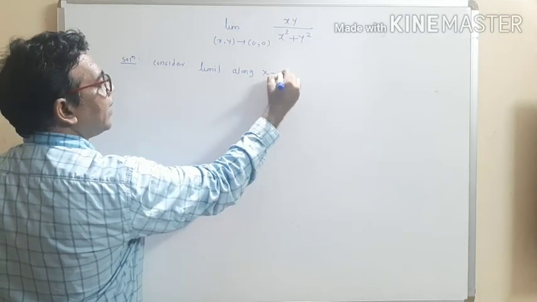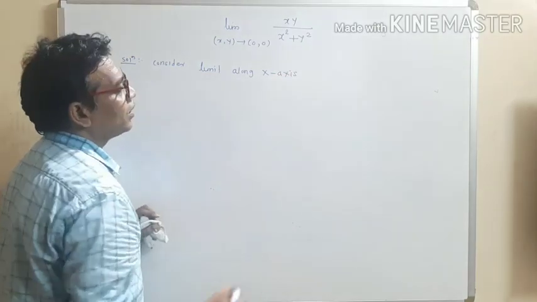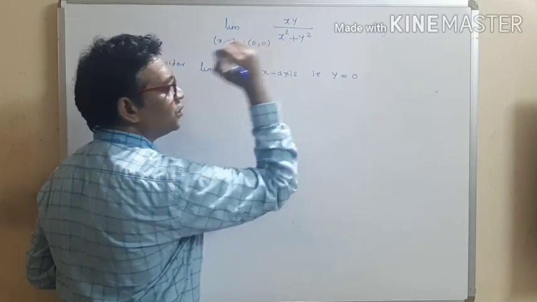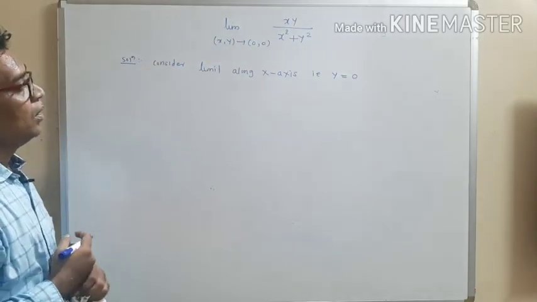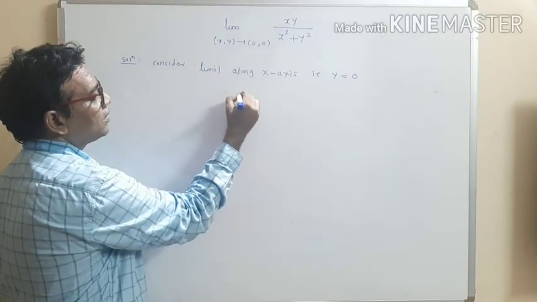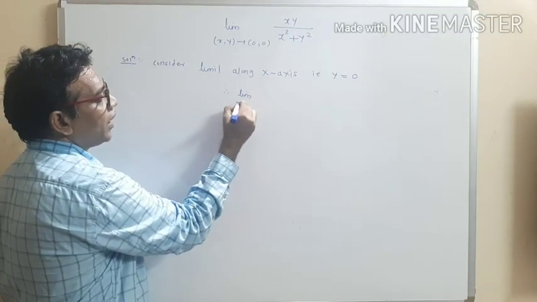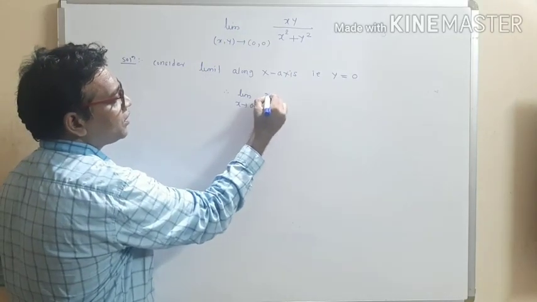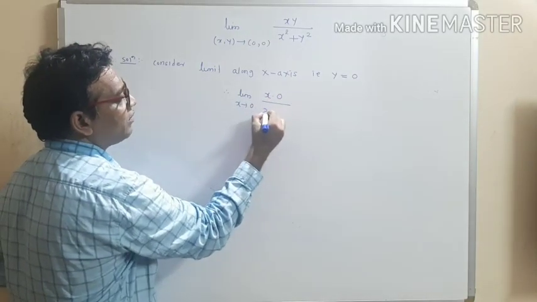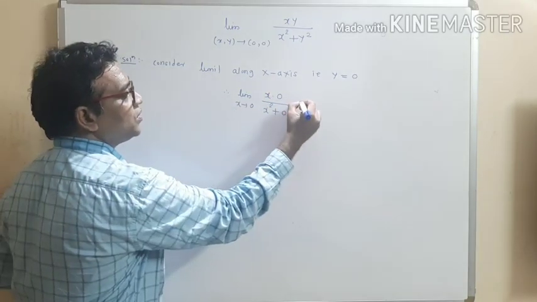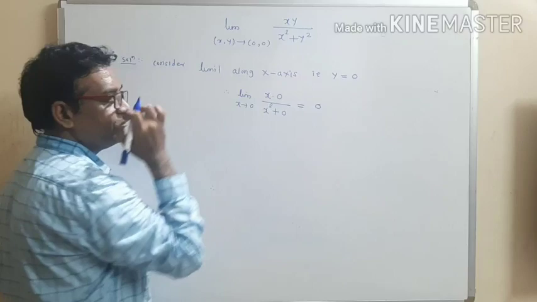limit along x-axis, and the equation of x-axis is y equal to 0. So now put y equal to 0 in the given function. So we get limit x tends to 0. Now put y equal to 0. This is x into 0 divided by x square plus 0. So anything into 0, we get the same quantity which is 0.